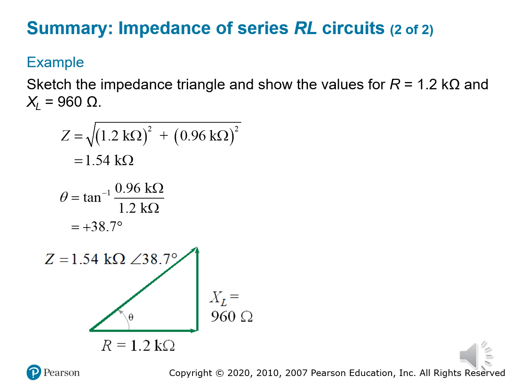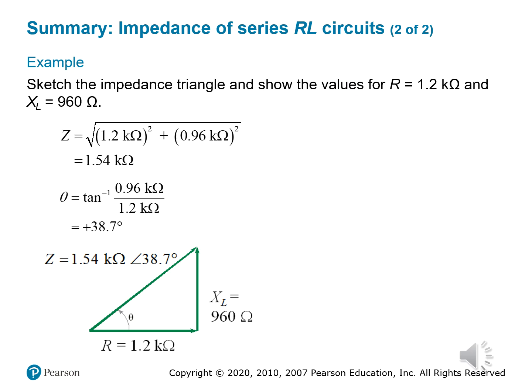The given values are resistance R equal to 1.2 kiloohms, and X sub L, which is the inductive impedance, equal to 960 ohms. From this, we'll calculate the total impedance, denoted by Z, and the phase angle, denoted by theta. The first step to find Z is to use the Pythagorean theorem.